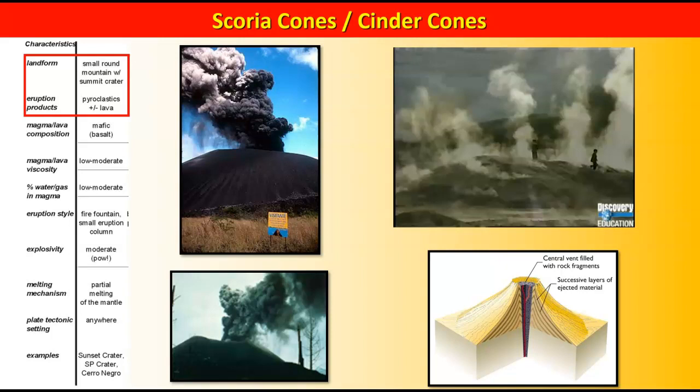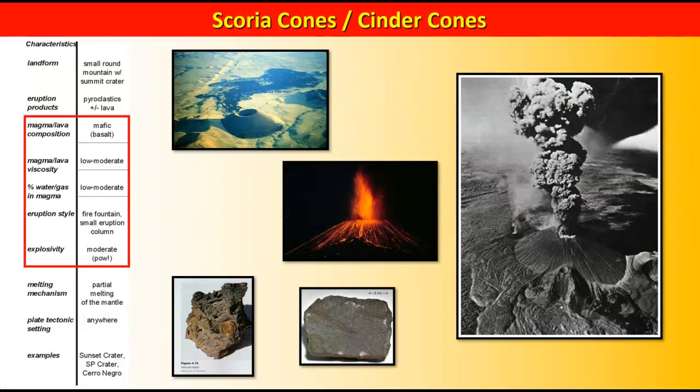Certainly there's some ash, this really tiny stuff that gets up and drifts away. But the main material that builds the volcano are these little pieces that fly up because there's some power here, and they fall back down. Okay, and so these tend to be fairly small. Now, if you go up to Flagstaff, there's a bunch of them. And so they're all mafic.